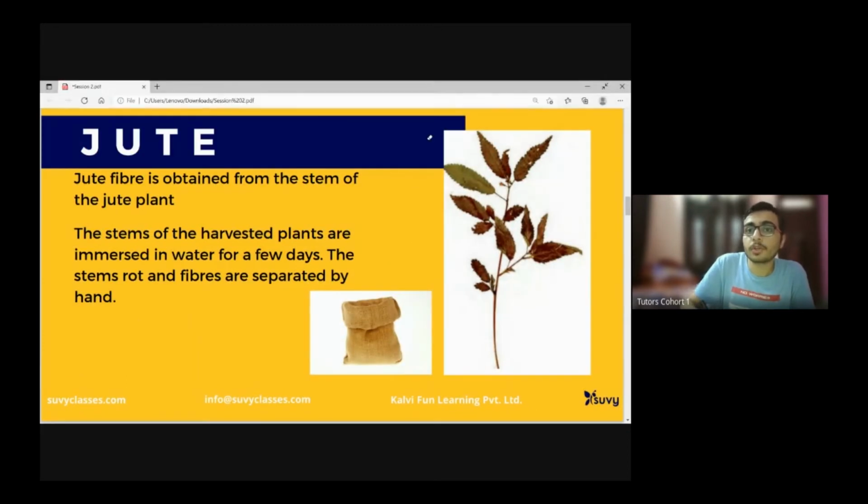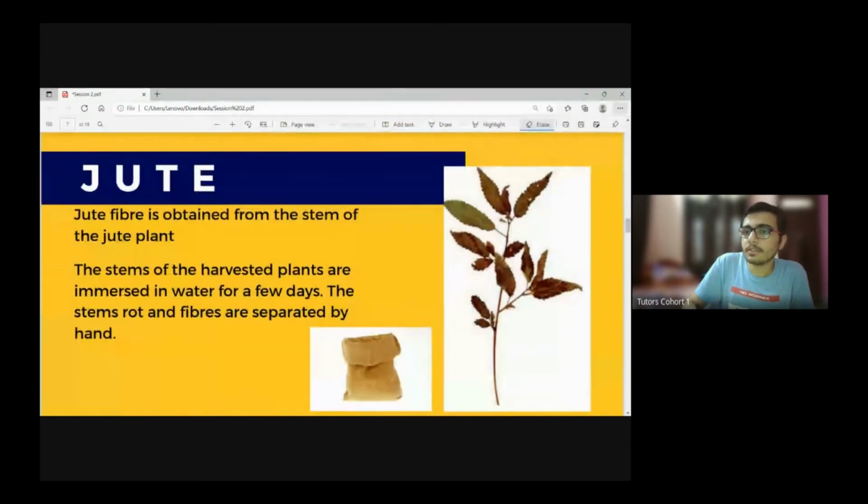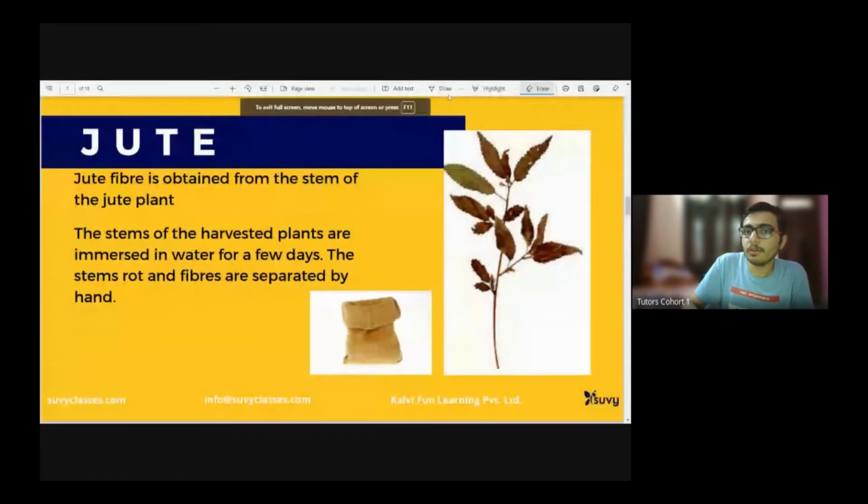Now jute. Jute is again, this is a sack. Thank God I have added this photo here. It will give us better clarity that jute is again a very important resource that we are using these days. Just a moment, I'll enter into the full screen now. So jute is used to prepare jute bags mainly. This is a jute plant.